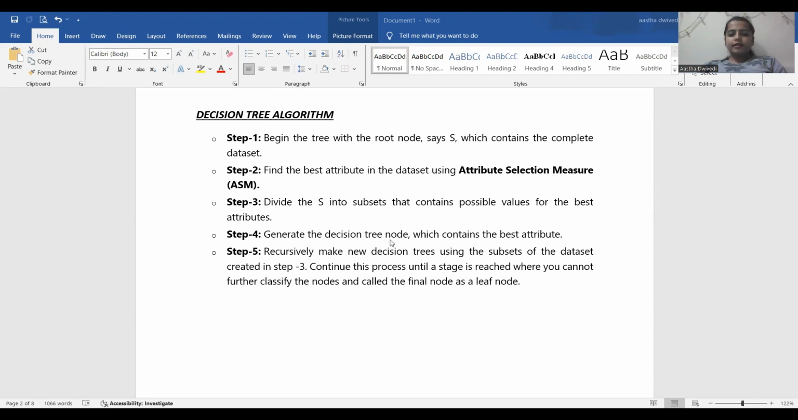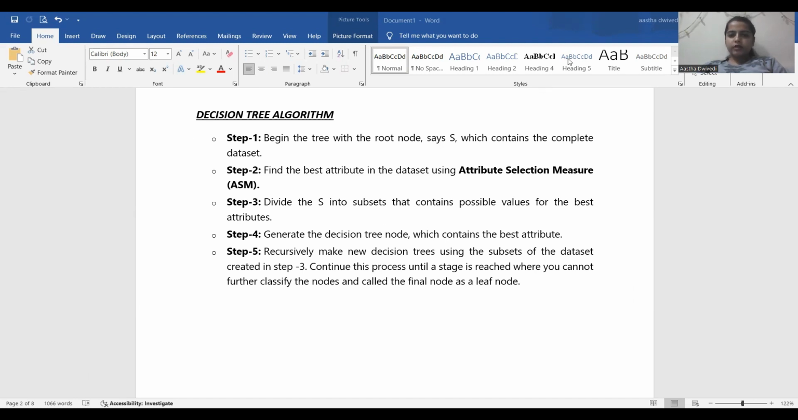Step 4, generate the decision tree node, which contains the best attribute. Step 5, recursively make new decision trees using the subsets of the dataset created in step 3. Continue this process until a stage is reached where you cannot further classify the node, and call the final node a leaf. So this is the algorithm for decision tree.